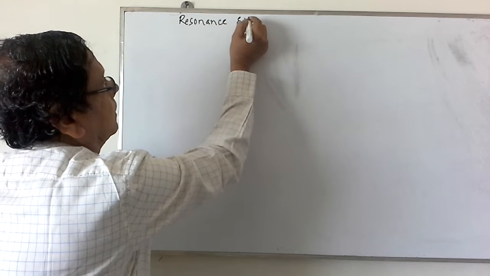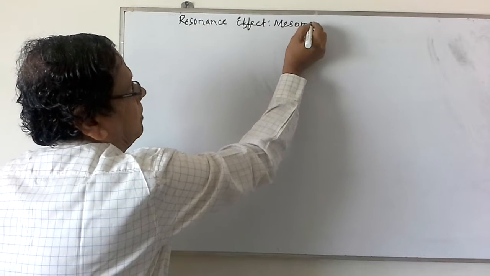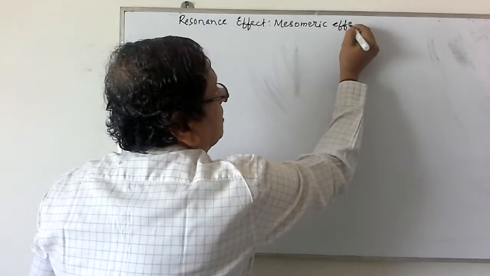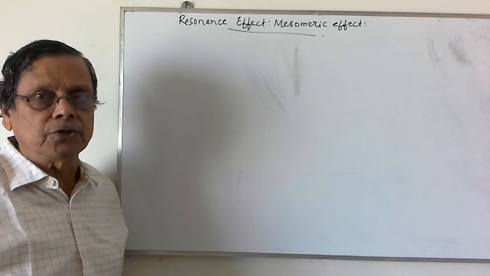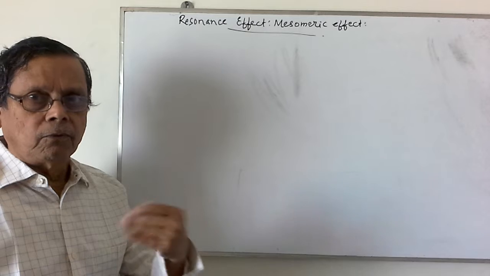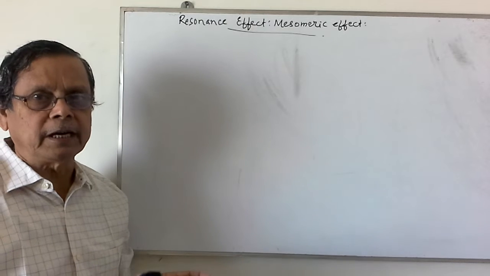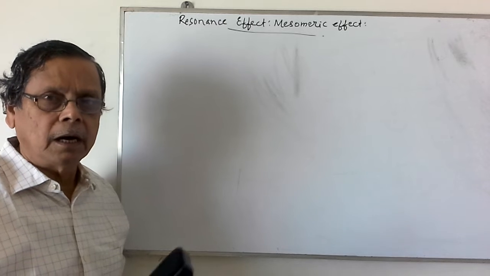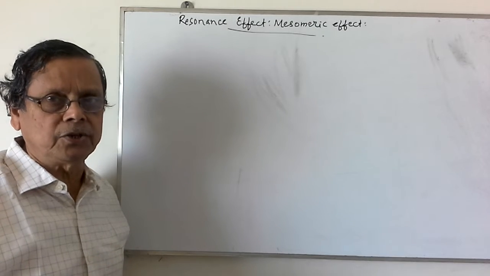Resonance effect. This resonance effect is also named as the mesomeric effect. In this resonance effect, we consider one system that is called as the conjugation. Whenever we have a multiple bond in the alternate positions, for example, double bond separated by one single bond, or triple bond, double bond separated by one single bond, or two triple bonds separated by one single bond. So such a system is named as the conjugation system.